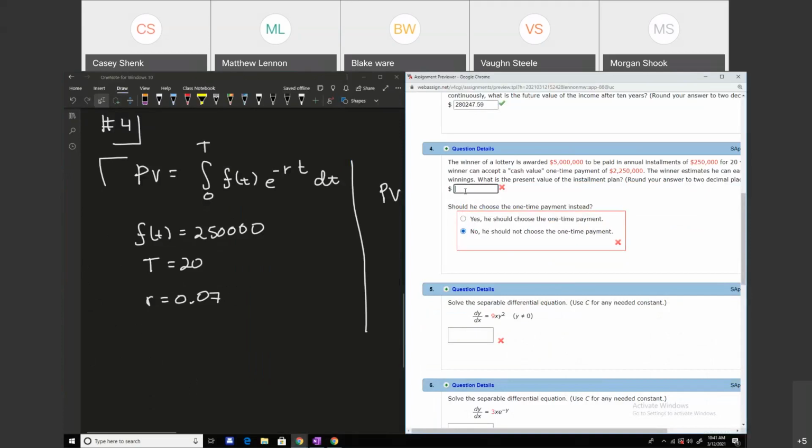And that amount is, as we said, $2,690,725.13.